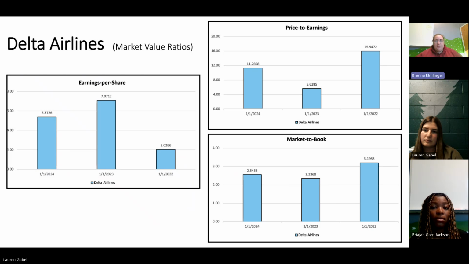The market to book graph, with a strong average of 3.193 in 2022, they had 2.33 in 2023, with a tiny increase in 2024. This graph shows that the stock was valued more in 2022 compared to the other years that declined.